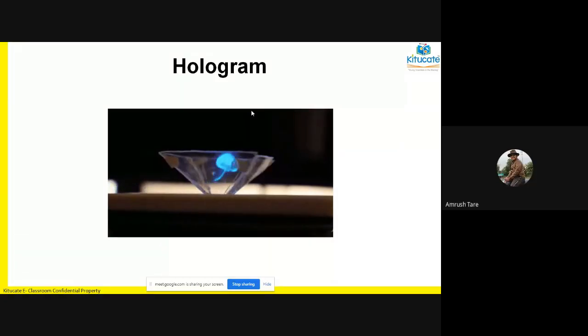Ma'am, I have a doubt. Yes. Ma'am, in this slide of the hologram, what is the thing that's spinning around it? Okay, that is just an effect. It is just those reflecting glass pieces that are going round and round, and it is just for the effect.